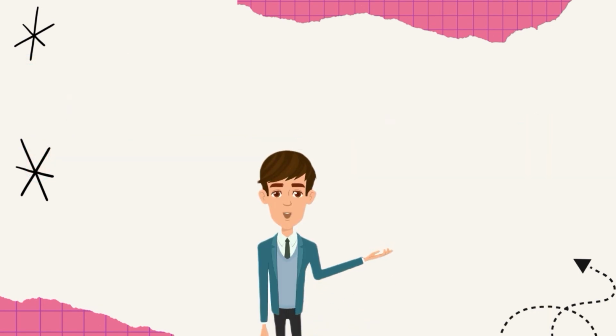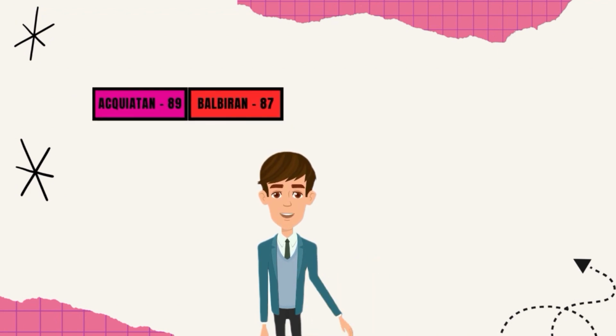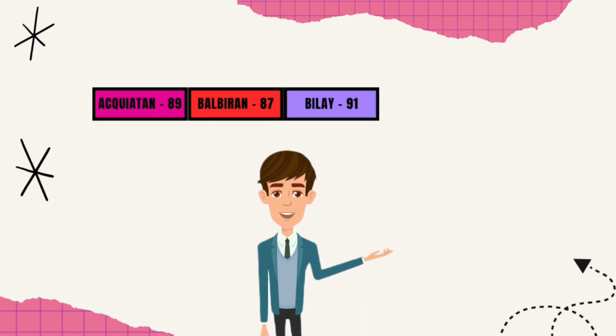In our simulation, we use the TeamSort algorithm by sorting the alphabetical arrangement. So the output is the same as from our program. We have ACQUIATAN with 89, BALBIRAN with 87, BILAY with 91, and SOBIACO with 85.